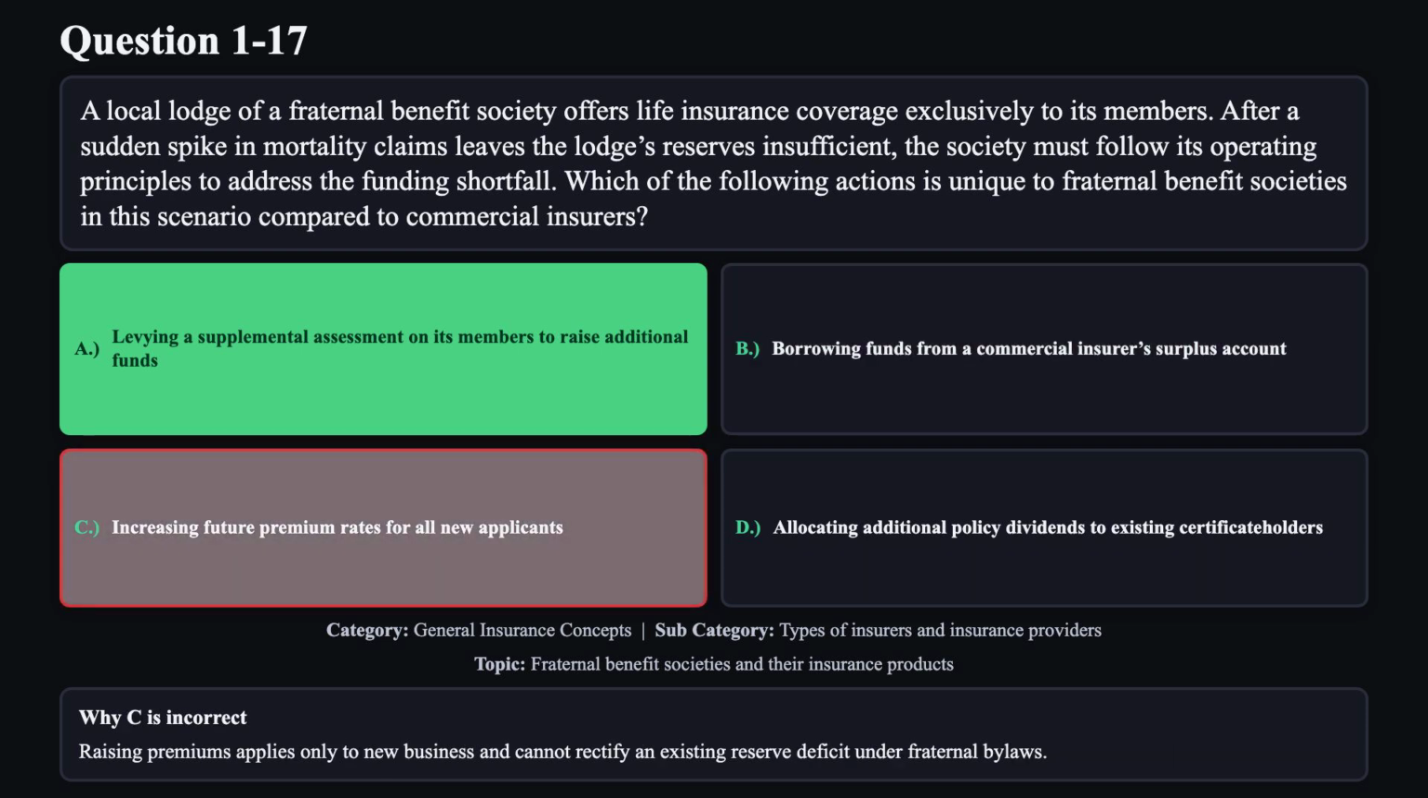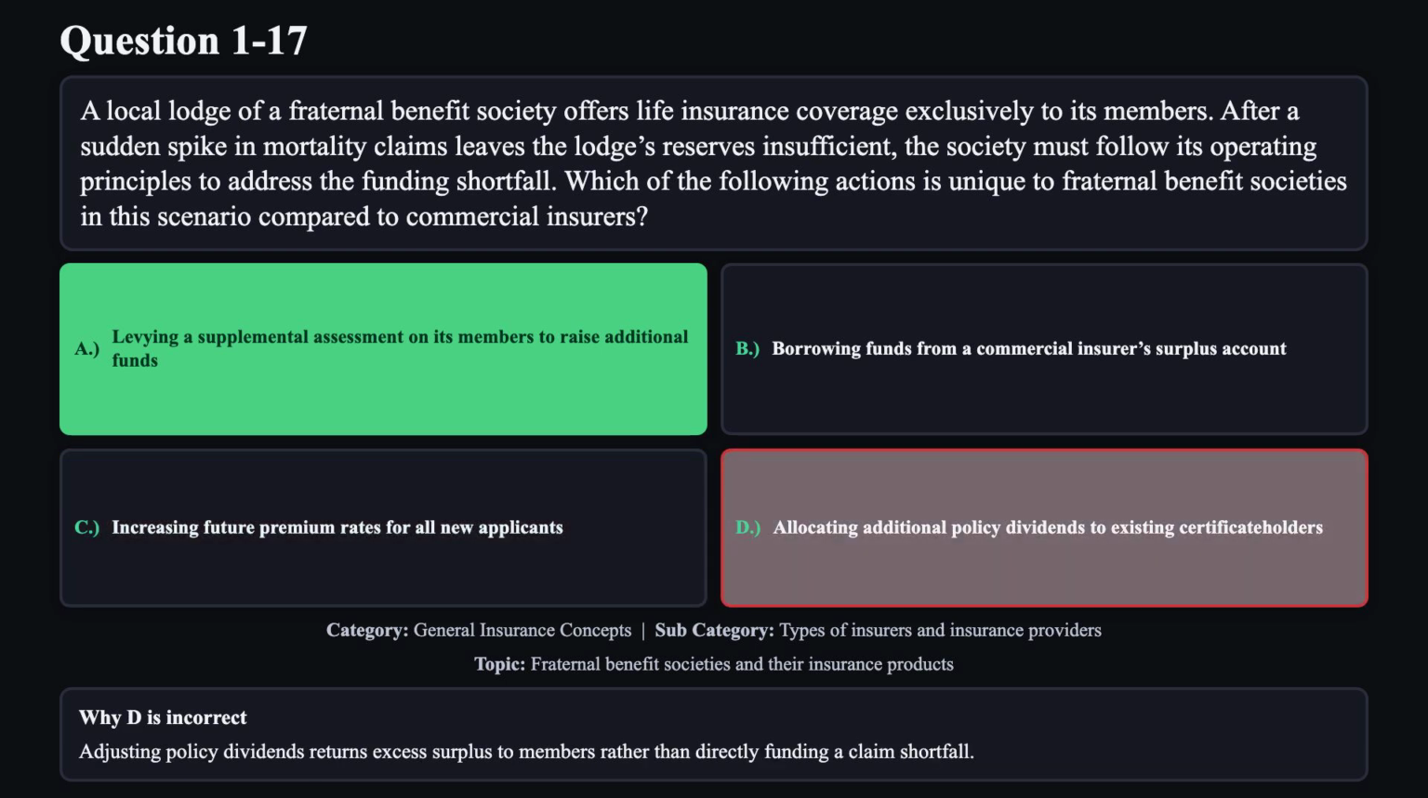Reason C is not correct. Raising premiums applies only to new business and cannot rectify an existing reserve deficit under fraternal bylaws. Reason D is not correct. Adjusting policy dividends returns excess surplus to members rather than directly funding a claim shortfall.